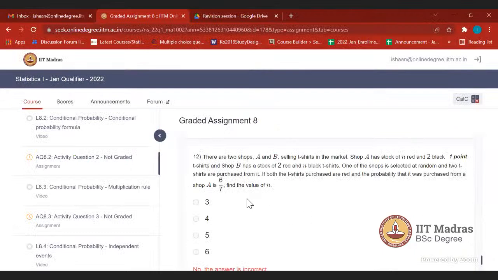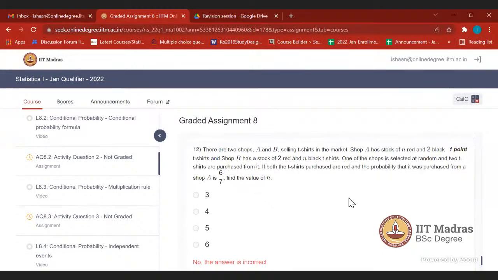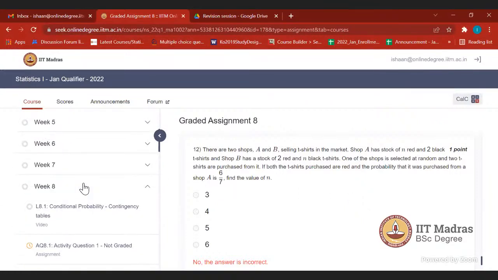So we can say that if A and B are independent events, P of A intersection B is P of A into P of B, sir. So if A, B, C are independent events, can we say that P of A intersection B intersection C is P of A into P of B into P of C? Yeah, you can say.